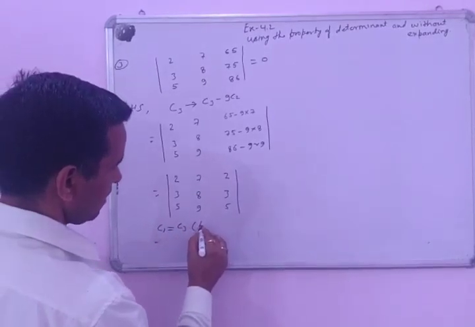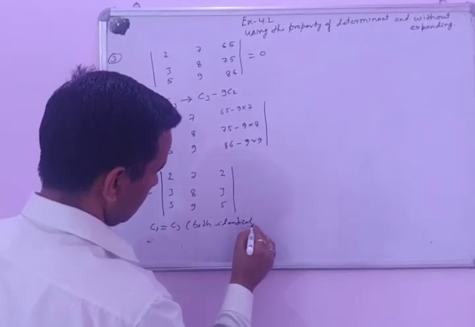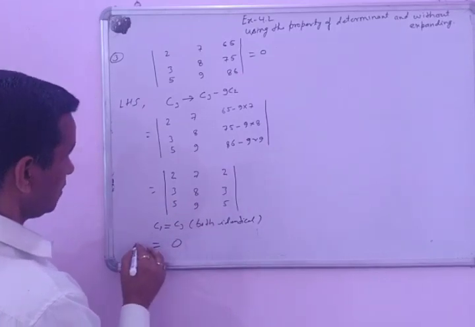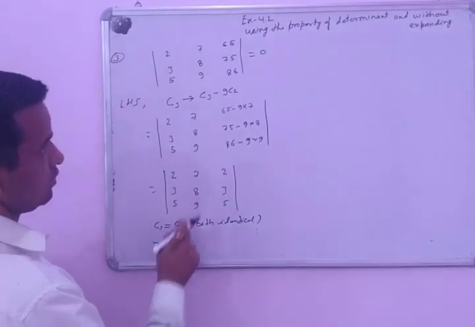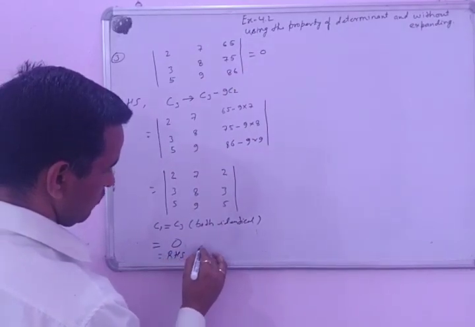These both are identical. Then the result of this determinant is 0. The result of this determinant is 0. And this is the RHS coming here. This is the RHS. Proof.